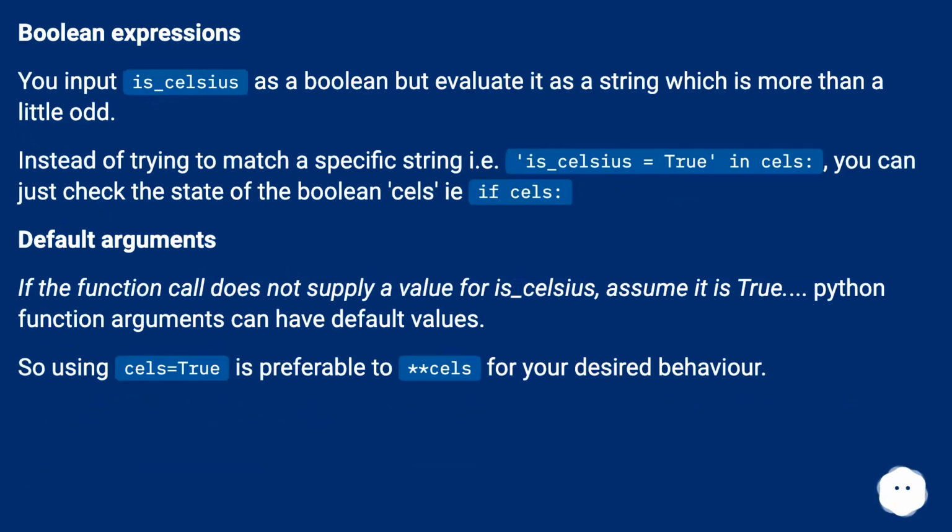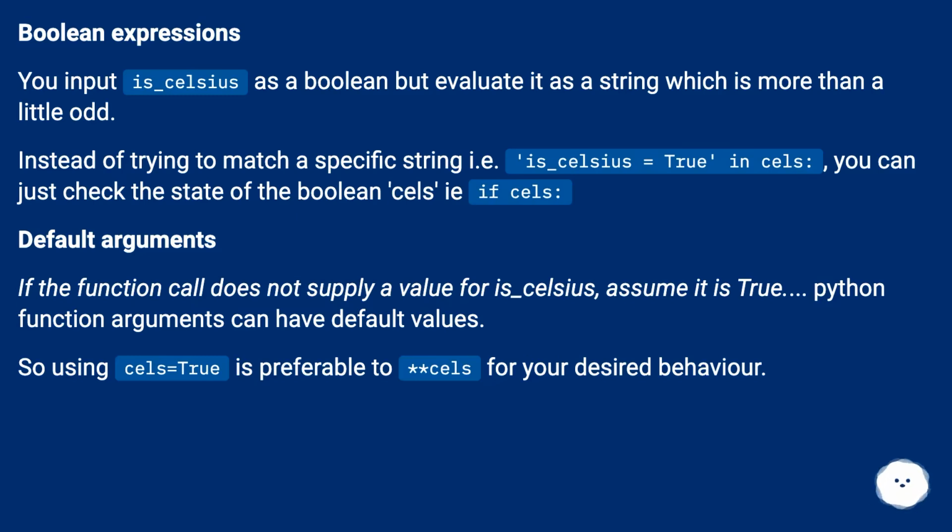Boolean expressions. You input is_celsius as a boolean but evaluate it as a string, which is more than a little odd. Instead of trying to match a specific string, i.e. is_celsius == 'True' in the cells column, you can just check the state of the boolean, i.e. if is_celsius.